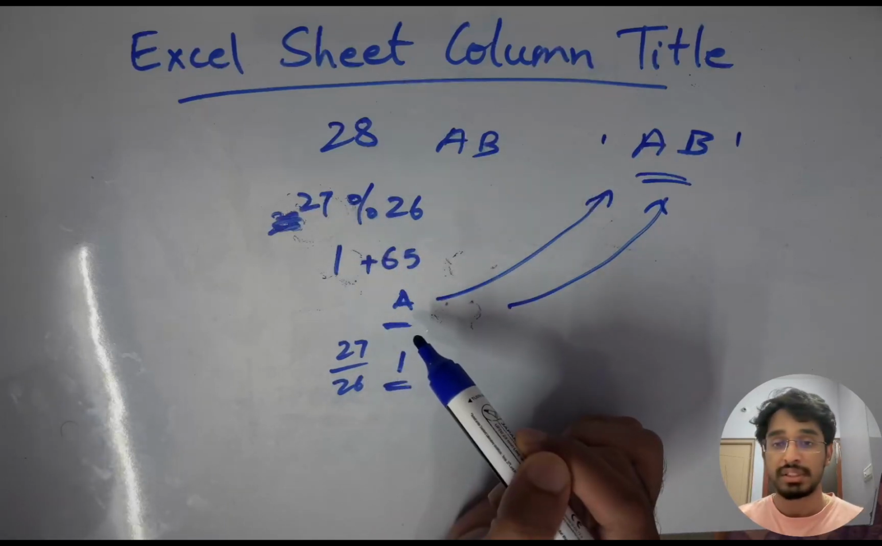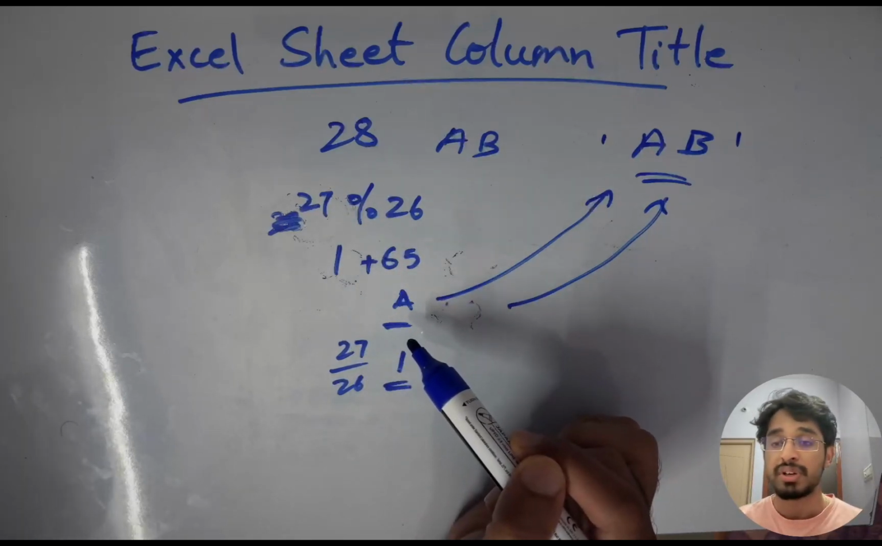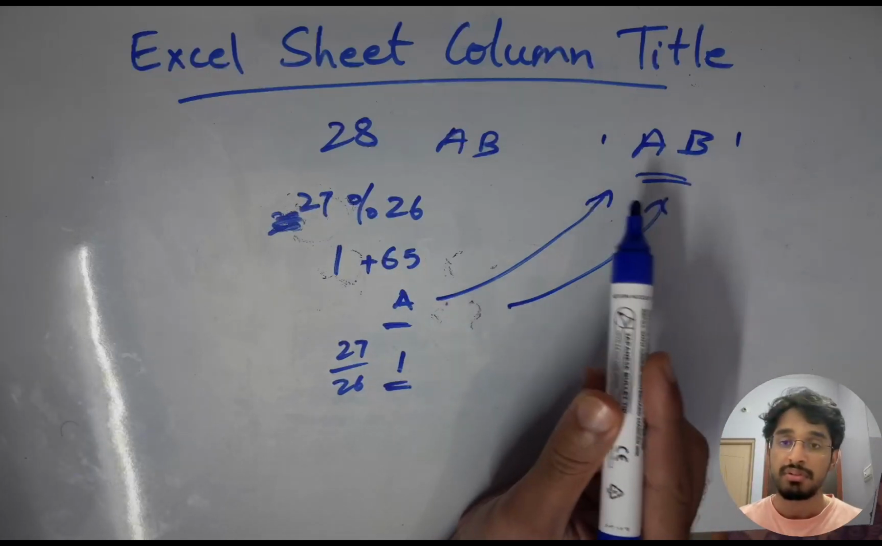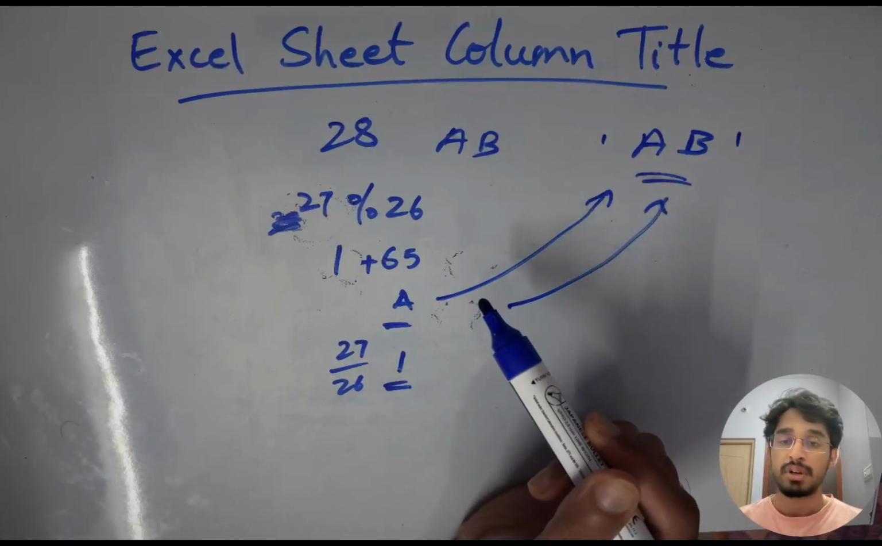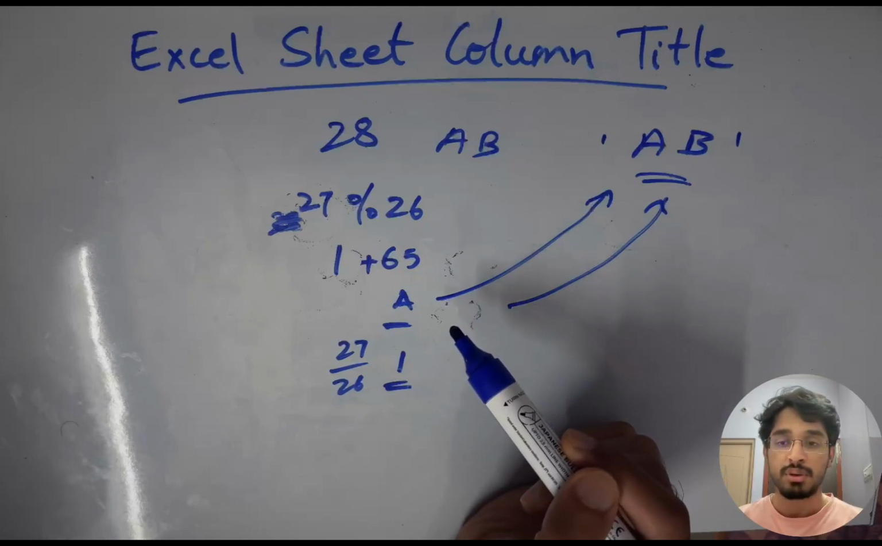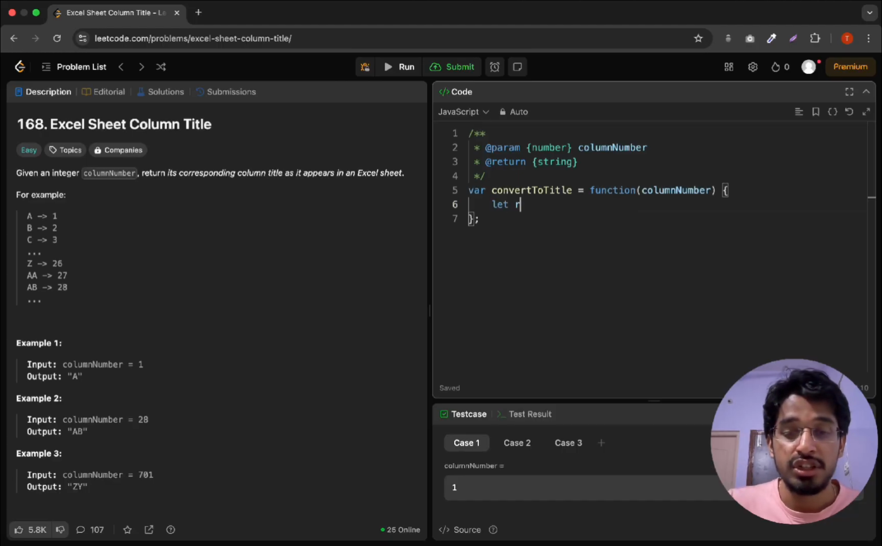As long as it is not going less than 0. If it is going less than 0, then we need to stop there and return whatever we have within our string. Okay, I hope this is clear. Let's see how we can code this. Let's start by initializing the result string to an empty string. So result, and set that to an empty string.